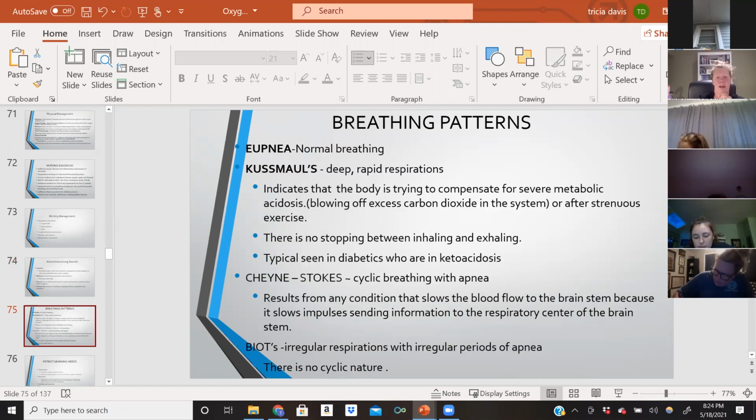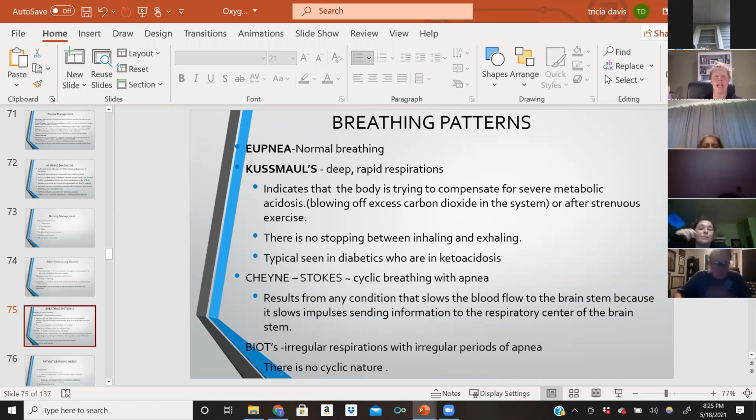So some breathing patterns that we might see. This is an important slide. You guys need to know these breathing patterns. So eupnea is normal breathing. That's what we're doing right now. If your patient has Kussmaul's, we see Kussmaul's sometimes in patients that have diabetic ketoacidosis. These are very deep, very rapid respirations. This indicates that our body is trying to compensate for metabolic acidosis. So we are blowing off excess carbon dioxide in the system, or we see this sometimes after strenuous exercising.